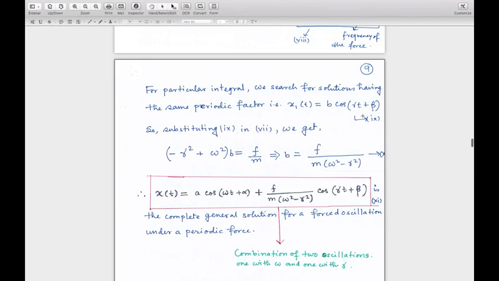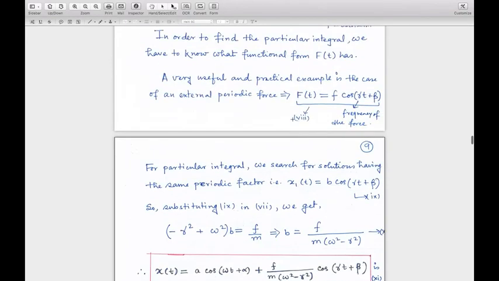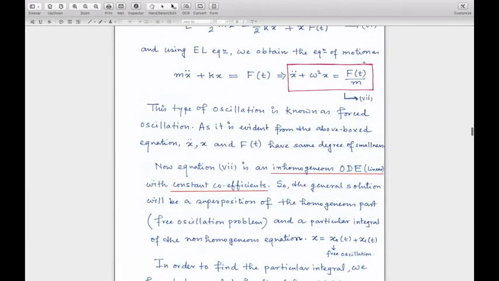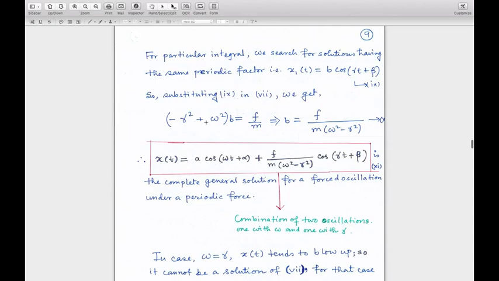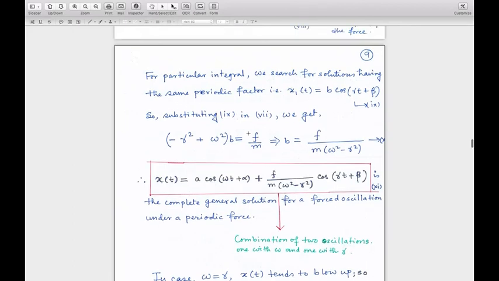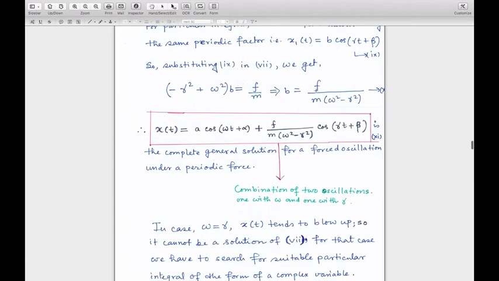Then substituting this trial solution in the original equation 7, finally we get an equation like (−γ² + ω²) b = F/m. So this is an algebraic equation. Of course, you can understand that from both sides cos(γt + β) will be cancelled, assuming them to be non-zero. Then b = F / (m(ω² − γ²)), and the total general solution will now be the summation of this free oscillation solution plus this solution.